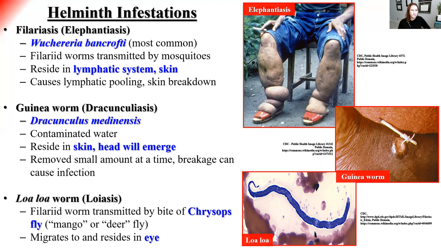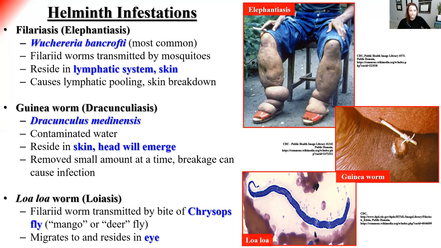Next, we have the guinea worm, which is the picture there. You can see this little tiny worm that's wrapped around a matchstick. And the reason is if you directly pull on the worm, when the head emerges through the skin, it will break and it will cause a secondary infection. So dracunculiasis is the disease term for the guinea worm. It buries into the body through contaminated water sources and it resides in the skin where the head will poke out. It has to be removed over a very slow amount of time, and that causes a very burning, very painful experience for the patient. If that worm breaks, again, it can lead to infection. So this is a slow and torturous removal of that worm.